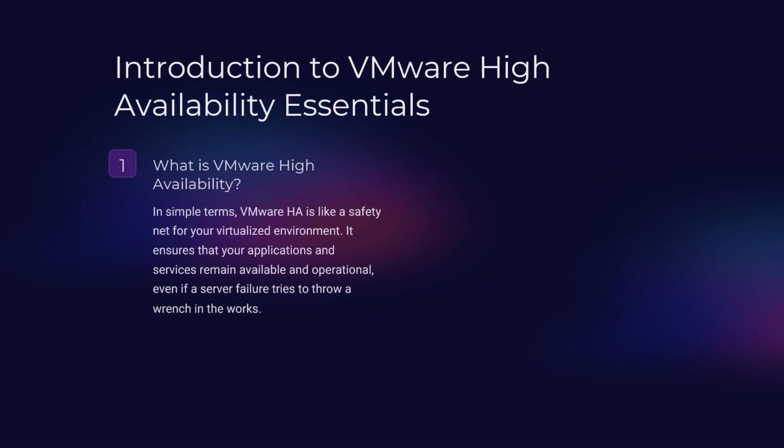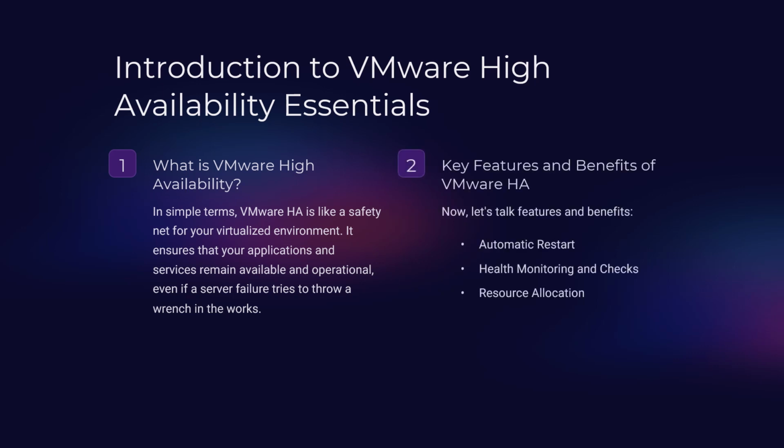What is VMware High Availability? In simple terms, VMware HA is like a safety net for your virtualized environment. It ensures that your applications and services remain available and operational, even if a server failure tries to throw a wrench in the works. Now, let's talk features and benefits: automatic restart, health monitoring and checks, and resource allocation. And the benefits: reduced downtime, cost-effective resilience, simplified management.